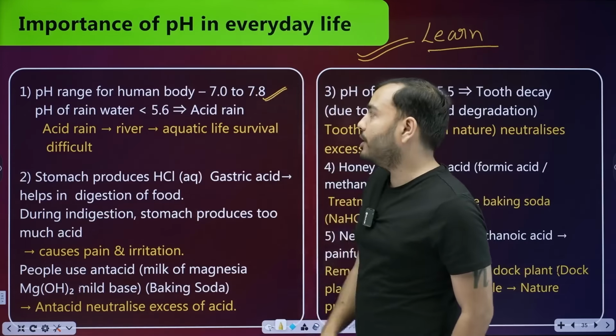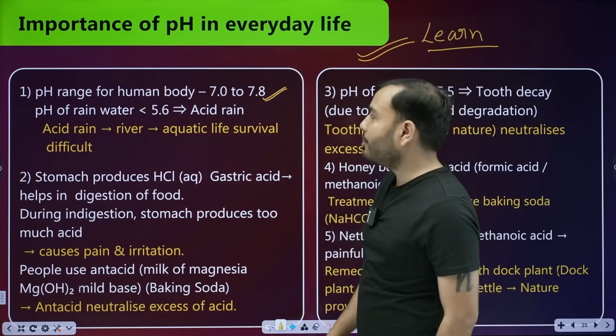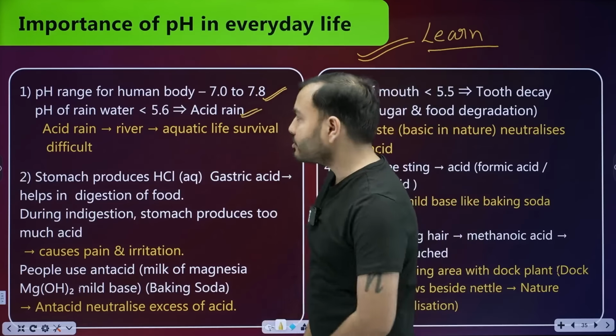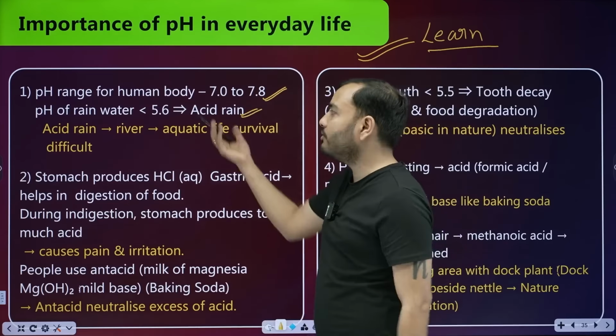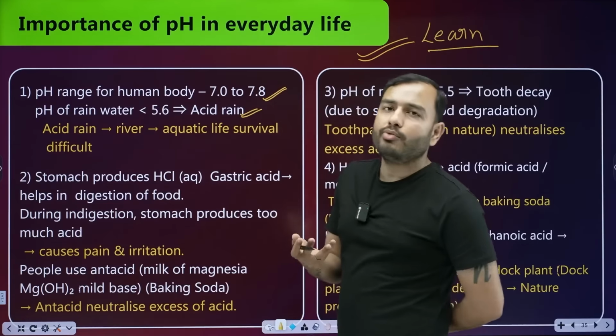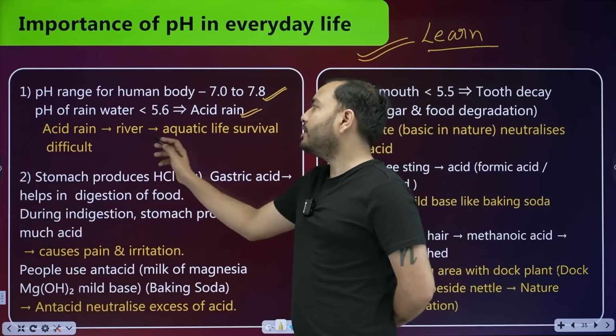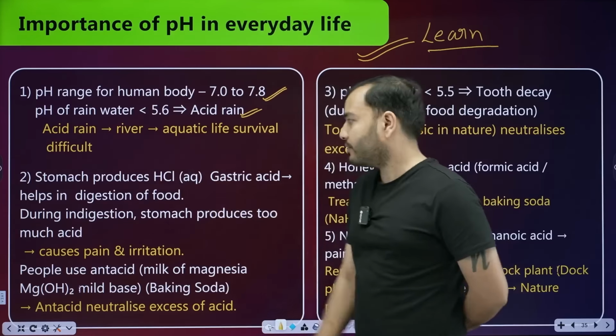What is the pH of rainwater? If pH of rainwater is less than 5.6, then we call it acidic. It happens sometimes. There is acid rain. If there is acid, then pH is less than 7. Acid rain is harmful for aquatic organisms, those living in water. Acid rain will go to the river, and aquatic life survival becomes difficult.